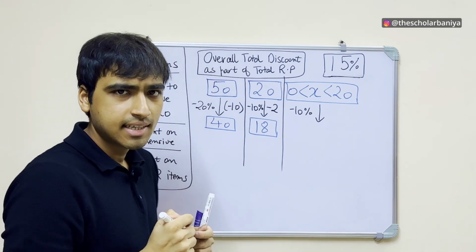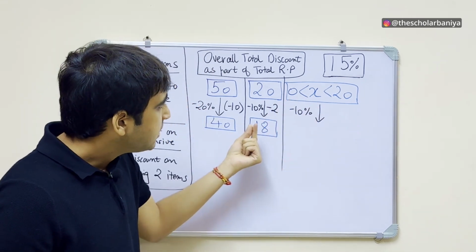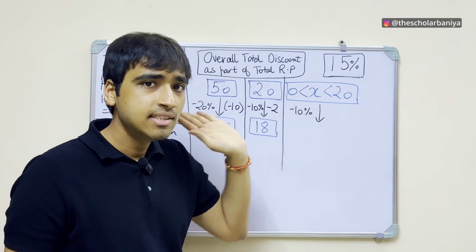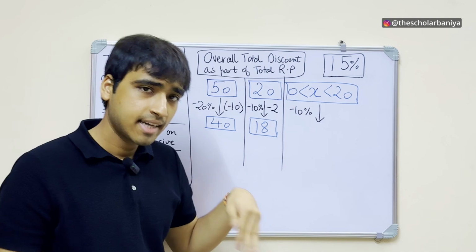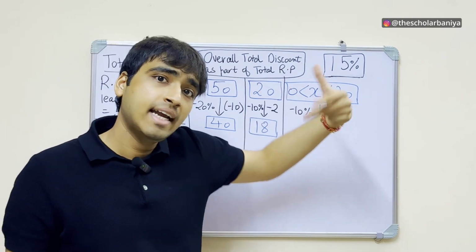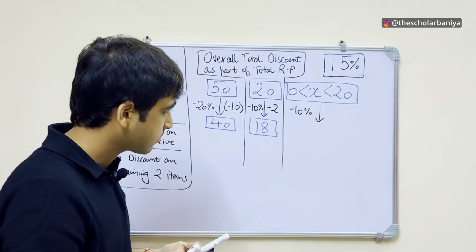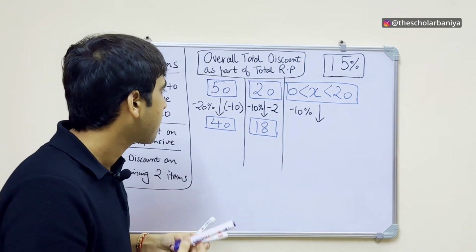But over here, the case is a little different because we have a range over here. That means X can be anything between 0 and 20. X can be 0.5, X can be 1, X can be 2, X can be 3, and X can be 19.99 as well, right? So we have to consider two cases over here, right?